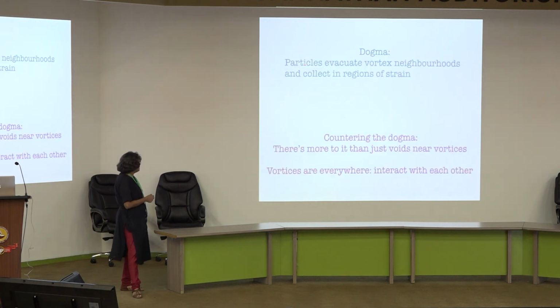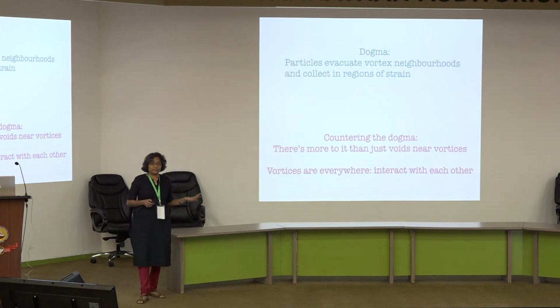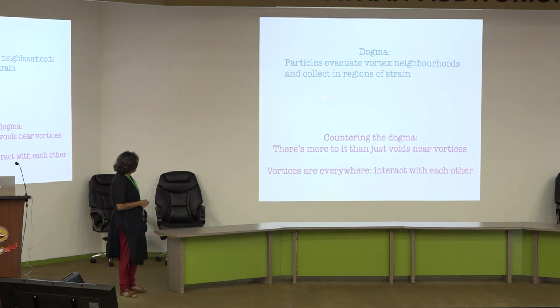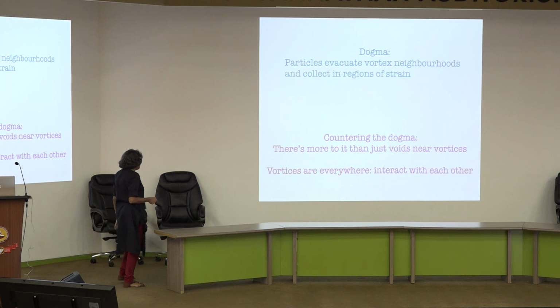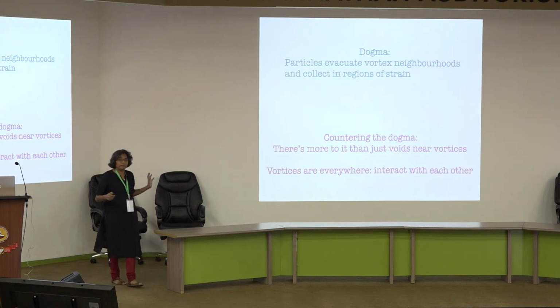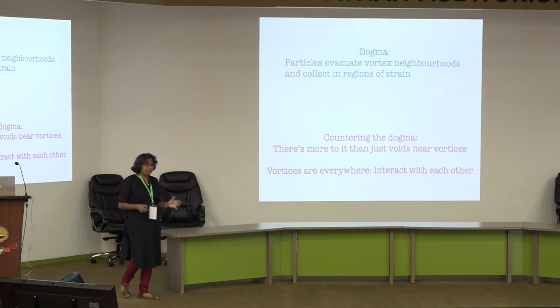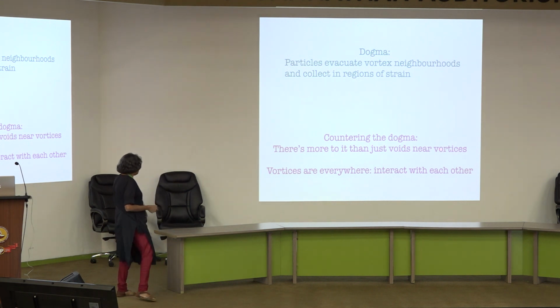The dogma in turbulent flow is that particles evacuate vortex neighborhoods and collect in regions of strain. So this is the dogma that we are going to question in some sense. We are trying to counter the dogma. We are saying there is more to it than just voids near vortices. So don't think of particulate flows as just particles centrifuging out of rotating regions and collecting in the voids. Let's see what else can happen.